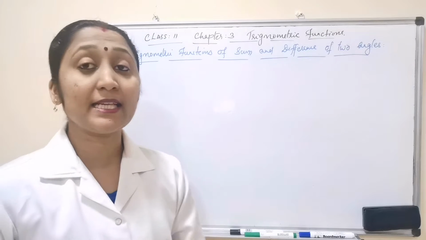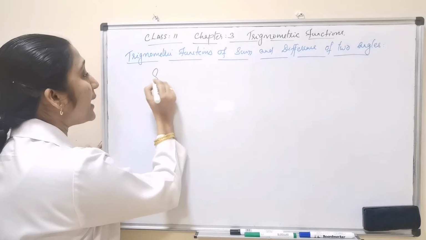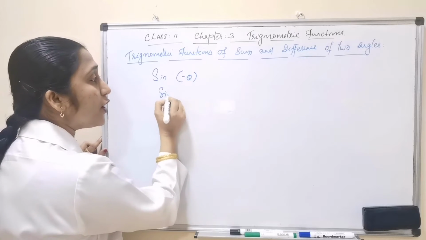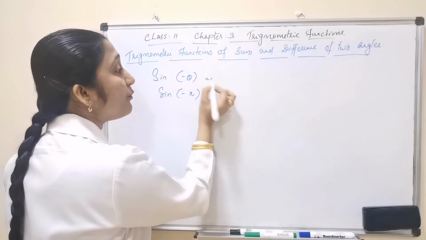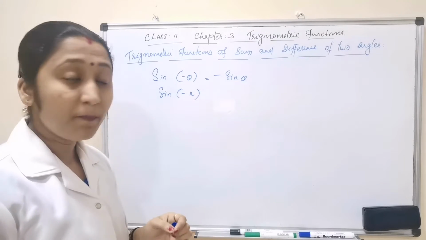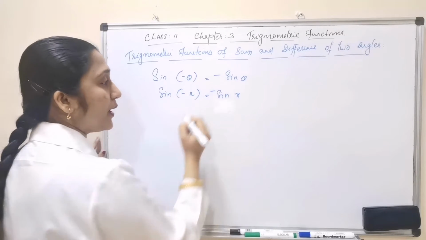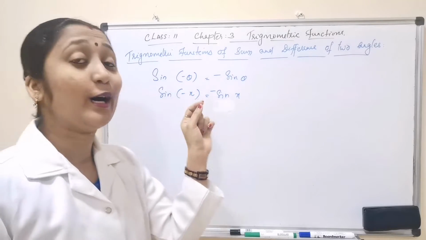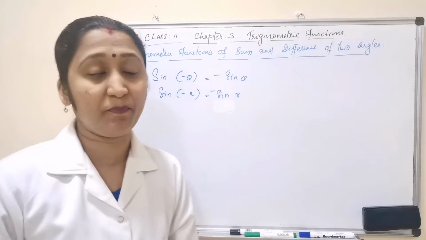So in that case, first of all, we want to know sine of minus theta, or sine of minus x, whatever it may be. Sine of minus theta means minus sine theta. Similarly, this is minus sine x. The first thing we want to memorize is sine of minus theta is equal to minus sine theta.